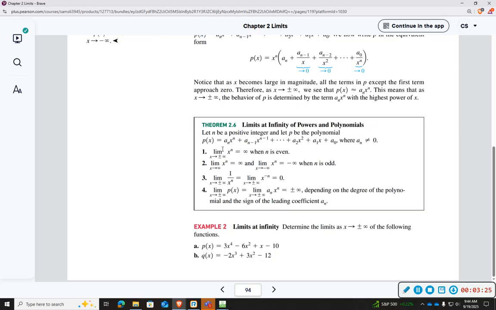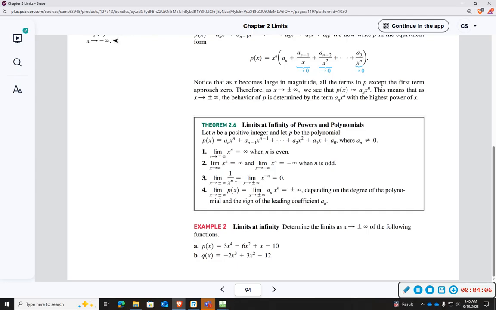Theorem 2.6 goes over limits at infinity of powers and polynomials. So you have some polynomial, and these properties will hold. If you have x to the n, as x goes to positive or negative infinity, it will go to positive infinity when n is even. And this is if you have a positive coefficient. If x goes to infinity, x to the n goes to positive infinity, and the limit goes to negative infinity as x goes to negative infinity; this will happen when n is odd. So when it's even, they both go positive. When it's odd, positive to positive and negative to negative.